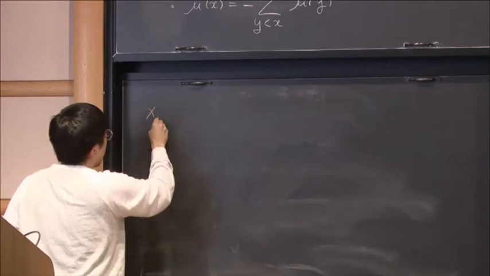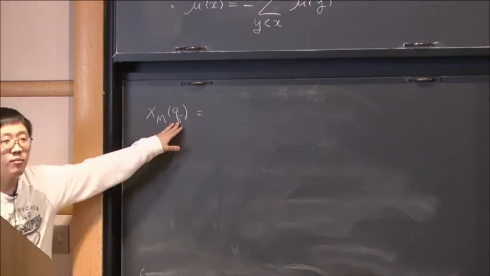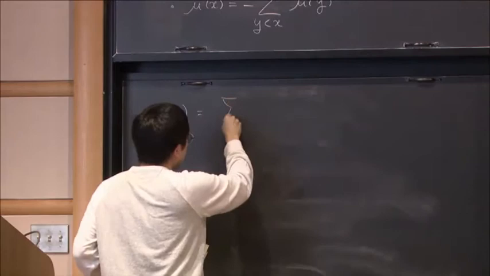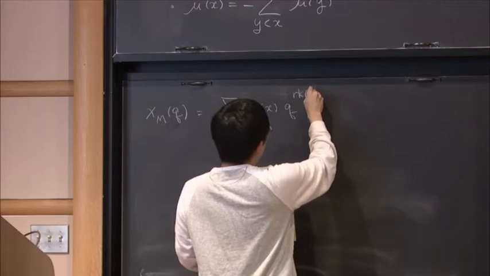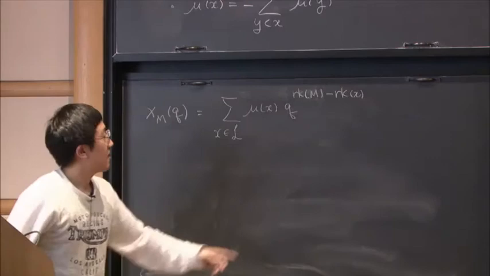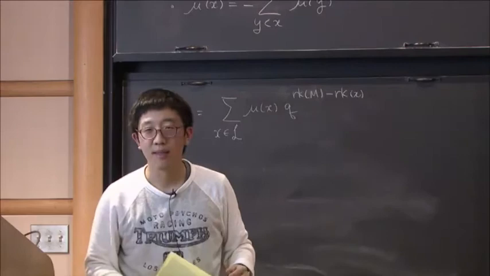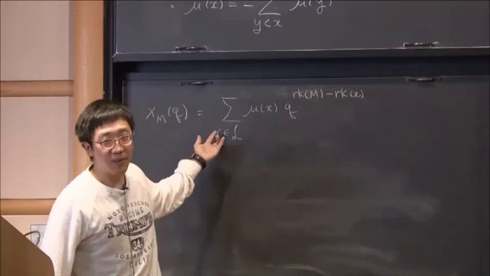And out of that data, you can define the characteristic polynomial of your matroid M as a sum over all elements in your lattice of flats of the following form, mu of x times q to the rank of M minus rank of x. So rank of M is the cardinality of maximal independent sets, cardinality of bases, and x has a rank, being a flat, the cardinality of maximal independent subsets in x.